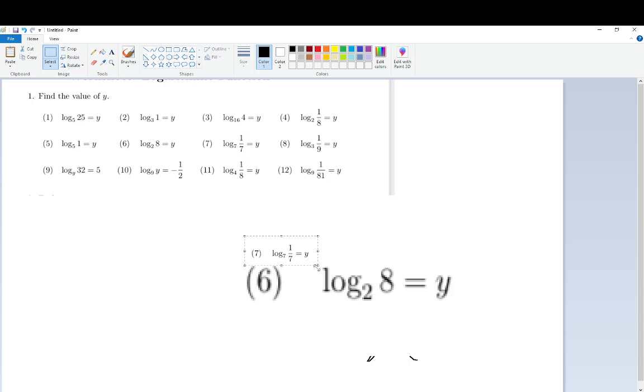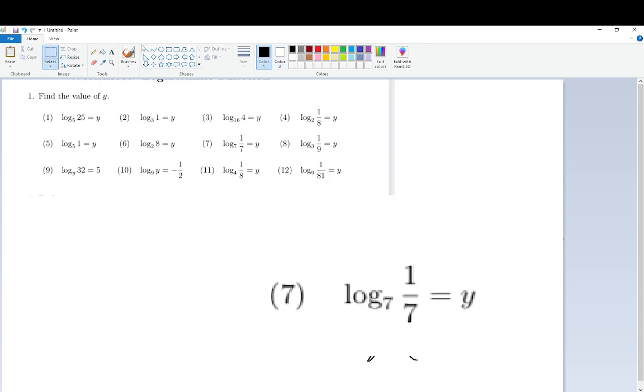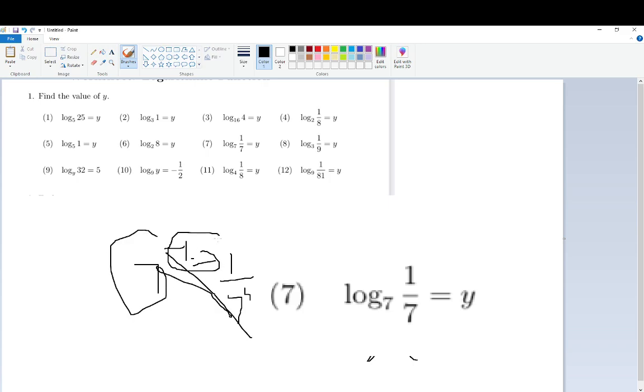This one looks tricky, but the answer is -1. 7 to the -1 is the same as 1 over 7 to the 1. Negative exponents simply mean if it's in the numerator, put it in the denominator, make the exponent positive. You can have negatives in the denominator too, though. 1 over 7 to the -1 is the same as 7 to the 1. So 1 over 7 to the -1 is the same as 7.